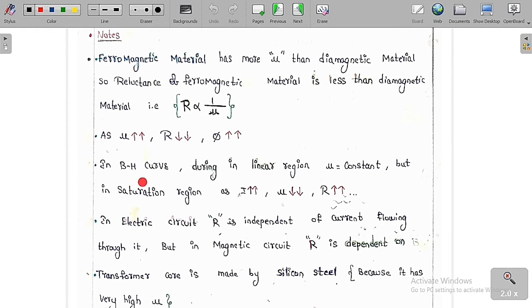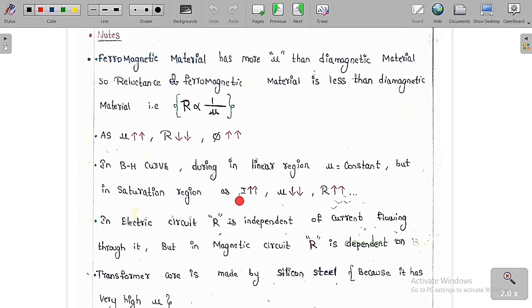In the BH curve, in the linear region, mu is equal to constant, but in the saturation region, as I increases, mu decreases and R increases. So let me tell you in detail regarding this point. See, in a BH curve, in the linear region, mu is constant, because in the linear region, B is directly proportional to H. So what is mu? Mu is called the slope of the BH curve. Therefore, mu is equal to B by H, or simply the slope of the BH curve. Under the linear region, the slope is constant. The slope being constant means the magnetic permeability is constant.